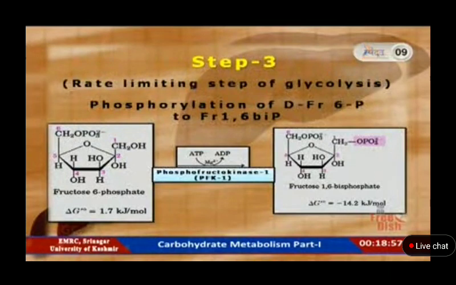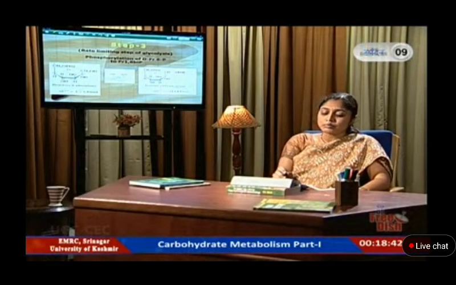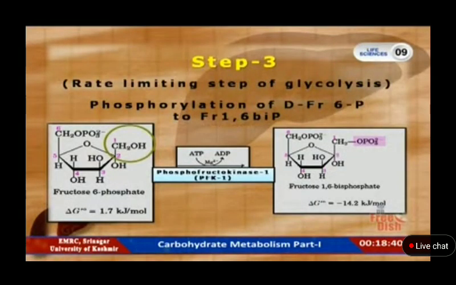Third step of glycolysis, this is the slowest step of glycolysis, hence the rate limiting step, and the enzyme involved is called phosphofructokinase 1. This is called 1 to distinguish it from a second phosphofructokinase which is called phosphofructokinase 2. PFK1 irreversibly phosphorylates carbon number 1 of fructose 6-phosphate and produces fructose 1,6-bisphosphate.